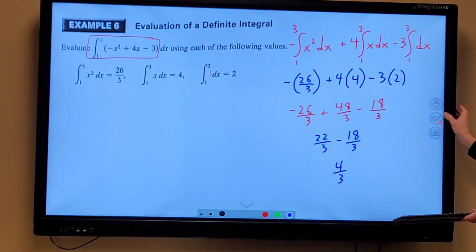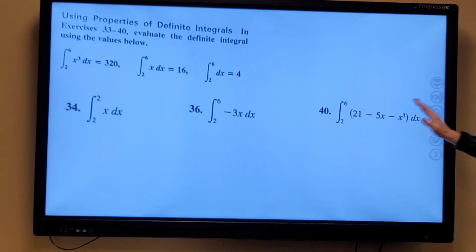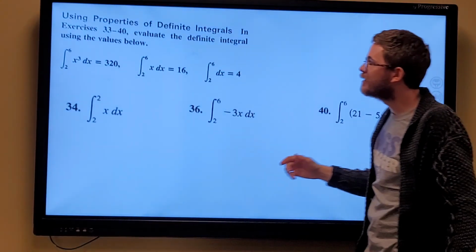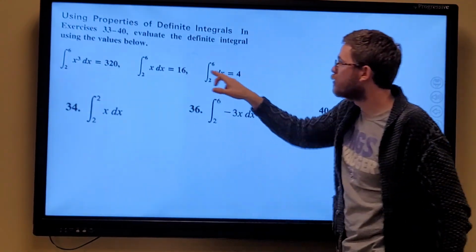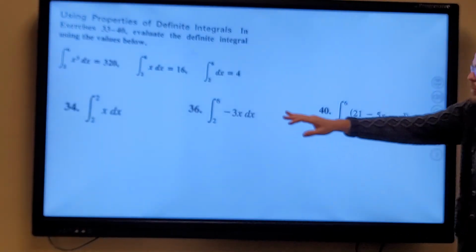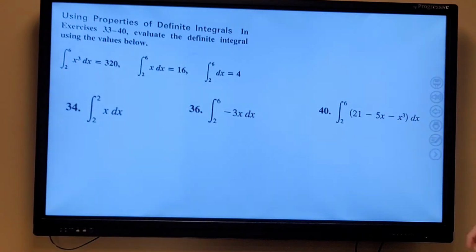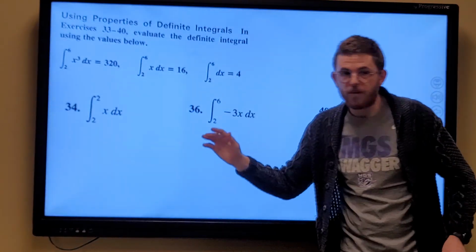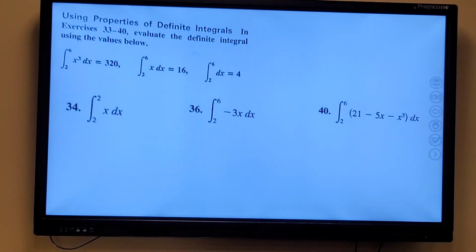All right, take a look at these. We have 3 questions, very similar to the one we just looked at. They did give us 3 pieces of information we can use, and we are trying to evaluate these definite integrals down here. So think about what you're trying to find. Think about all the properties we've learned. How can we find the solutions to these definite integrals?